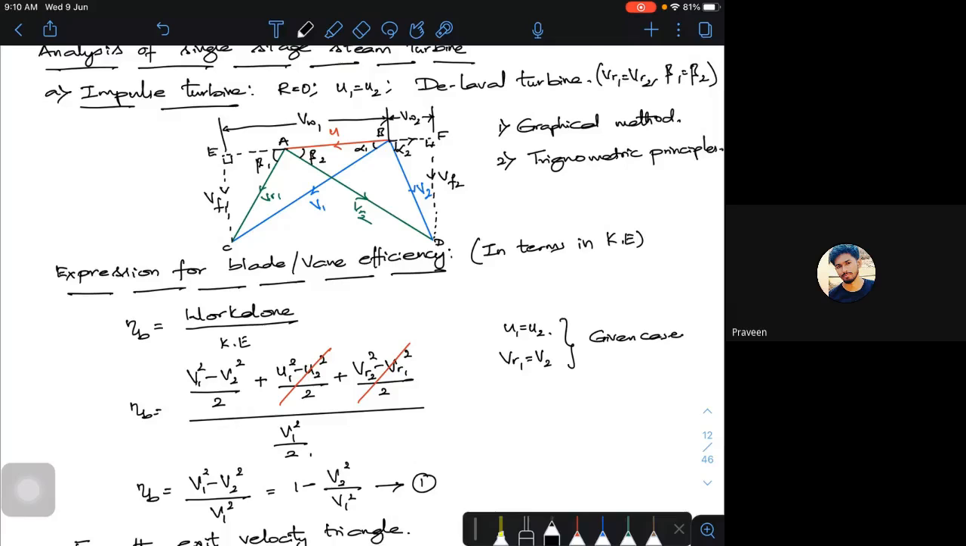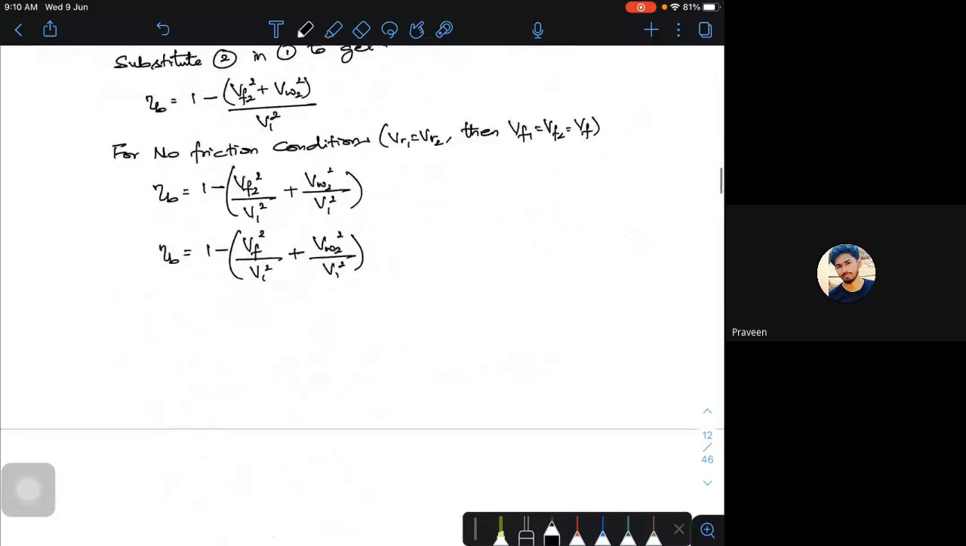Now let's go to your inlet velocity triangle. What is sine alpha? Sine alpha 1 is equal to the opposite side Vf divided by the hypotenuse V1.